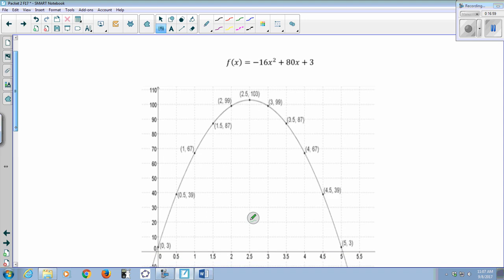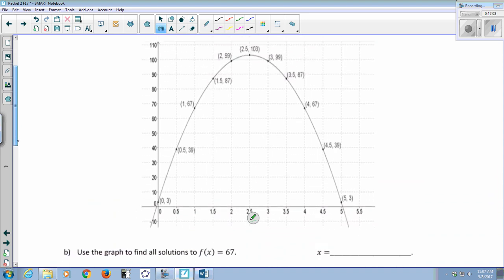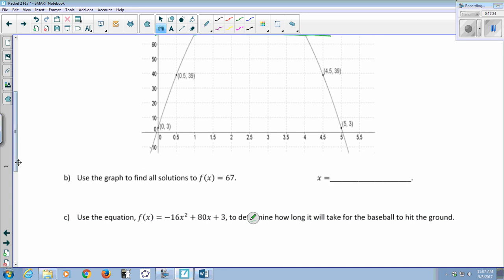All right, here's just another picture of the graph. I want to use the graph to find all solutions to f of x equals 67. So now they're giving me the y, and I want to find x's that have an output of 67. So here's 67 along the y-axis. There are 2 points on the graph that have a y-coordinate of 67, and their x-coordinates are 1 and 4. So 1 and 4 are the solutions to that equation.